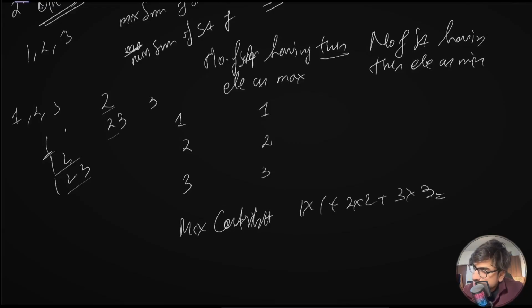That is 9 plus 4 plus 1, which is 13. And the number of sub-arrays having 1 as minimum is nothing but just this one. So it will be 1.